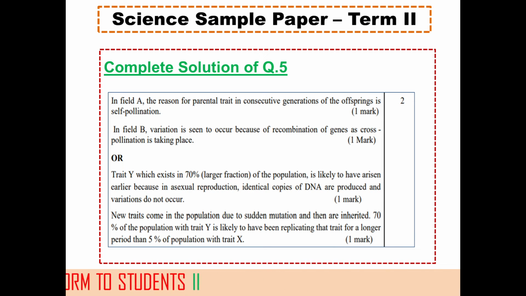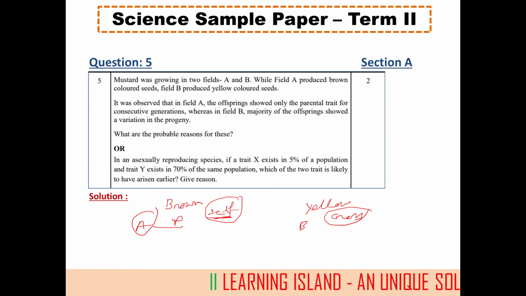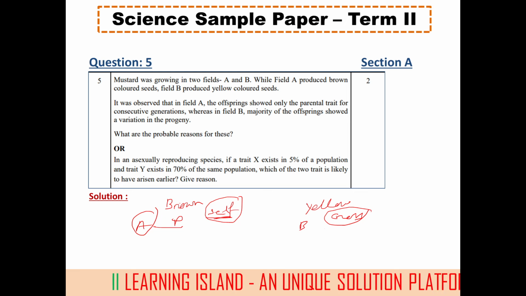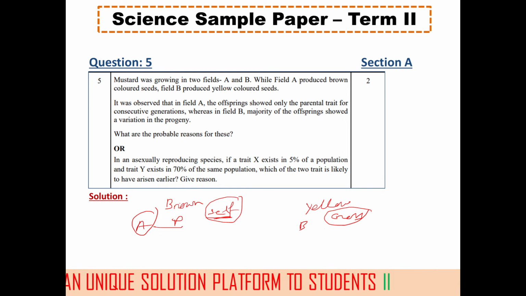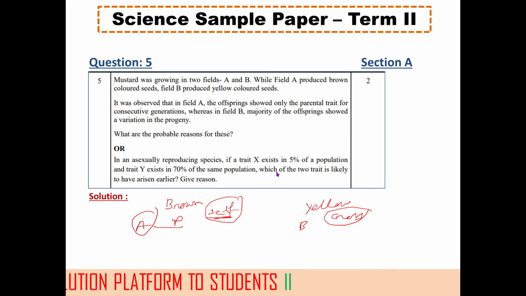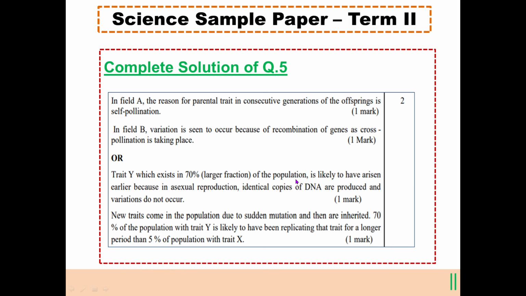And in question number 2: in an asexually reproducing species, if a trait X exists in 5% of the population and trait Y exists in 70% of the population, which of the two traits is likely to have arisen earlier? You see, it is clear that as it is asexual reproduction, the answer is written here.